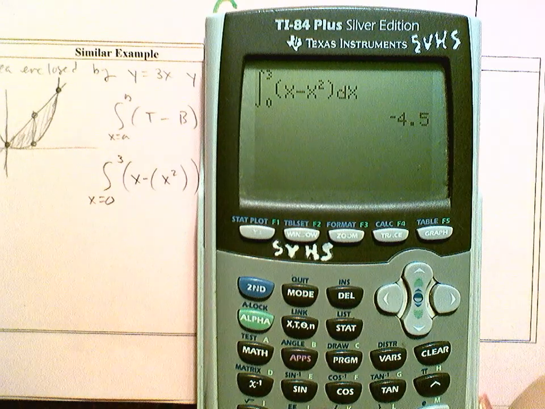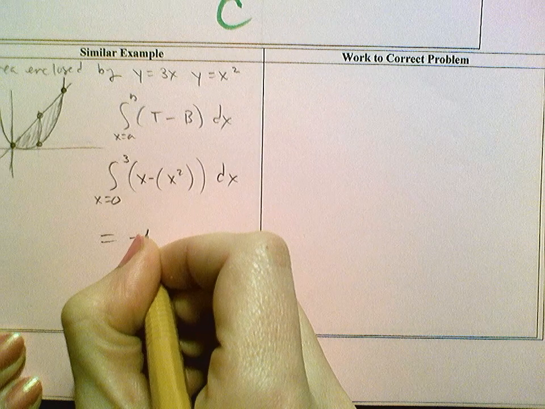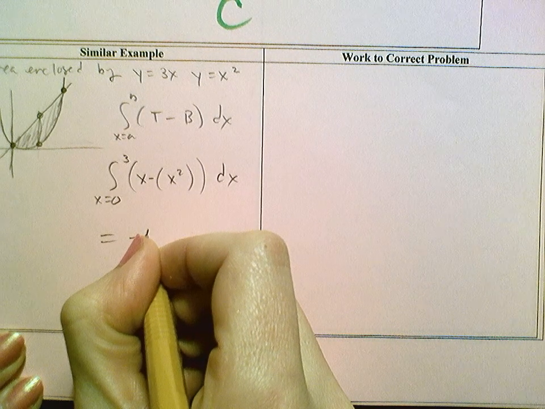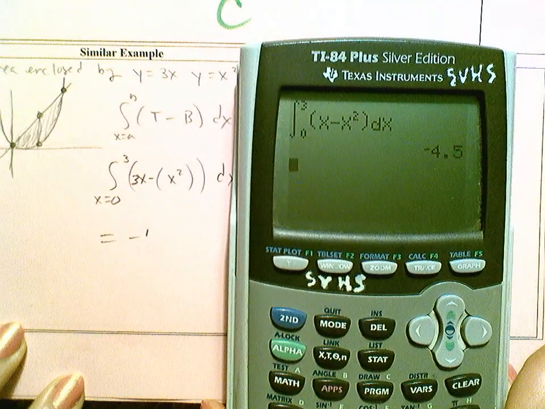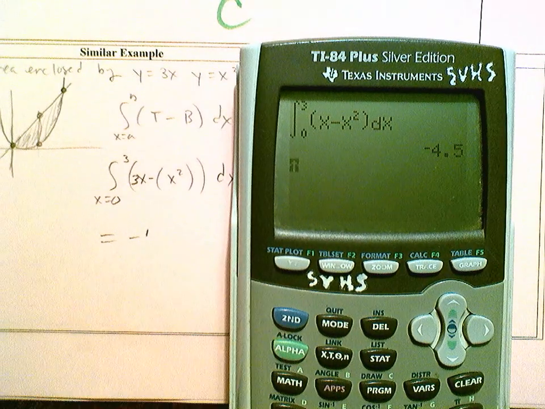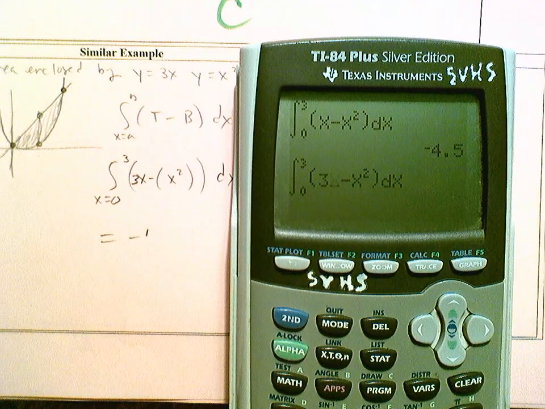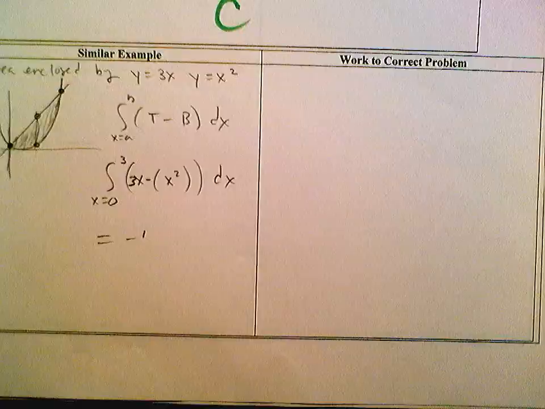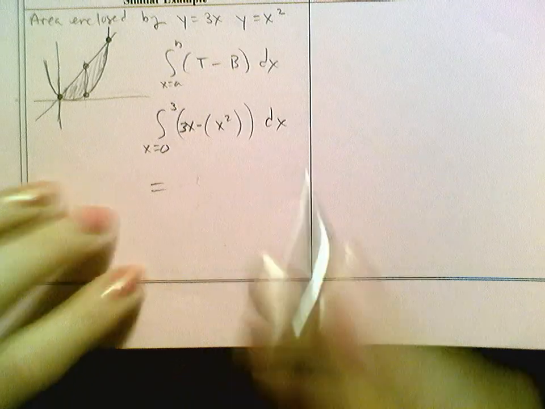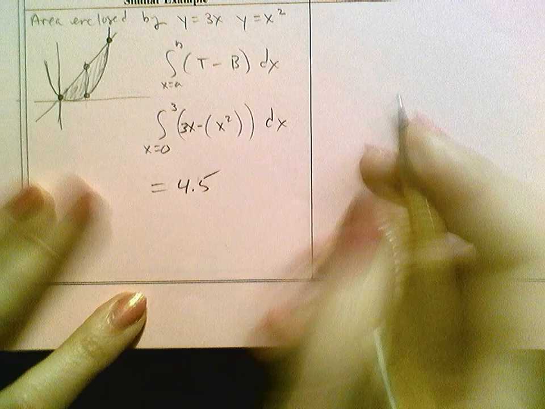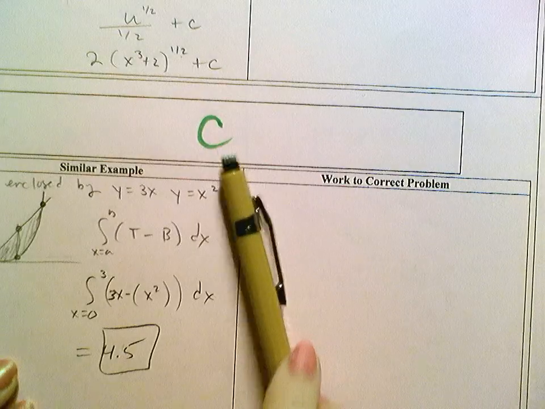So negative 4.5 would be, what? That doesn't make any sense. Oh, because it's 3x. Oh, sorry, 3x. Whoopsie. 4.5. Huh. Okay, 4.5. All right, guys, now you're going to do similar work to arrive at that answer.